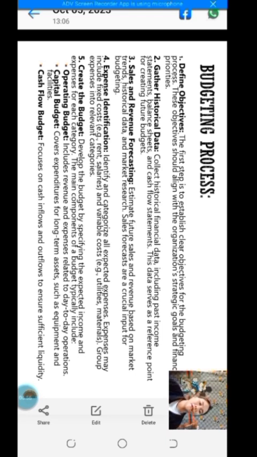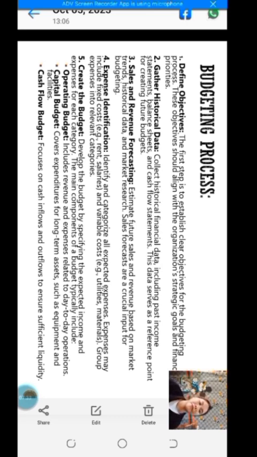So, number 4, the expense identification. Here in the budgeting process, you need to identify the expenses. Say for example, expenses that are included in fixed cost. The fixed cost includes the rent and the salaries of the employees. Then the variable cost is the utilities and the materials used by a company. So you need to identify them so you can budget each expense category.